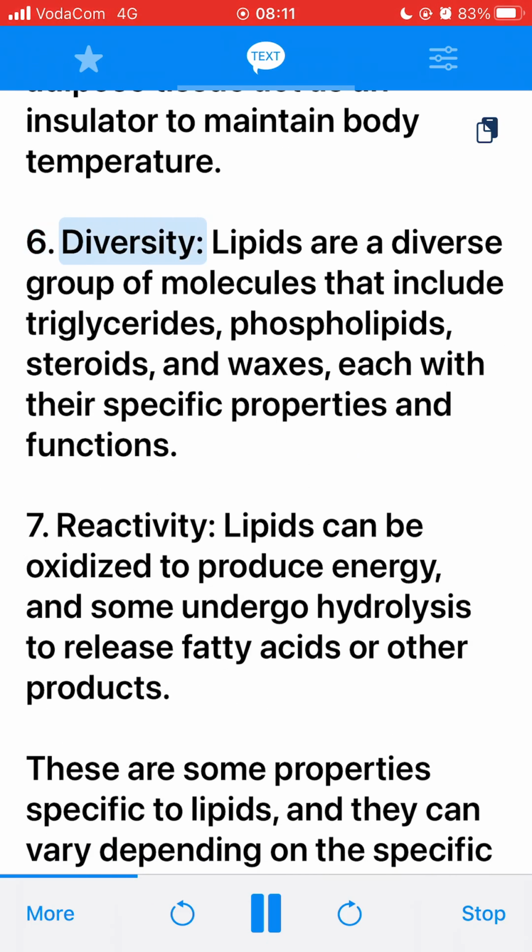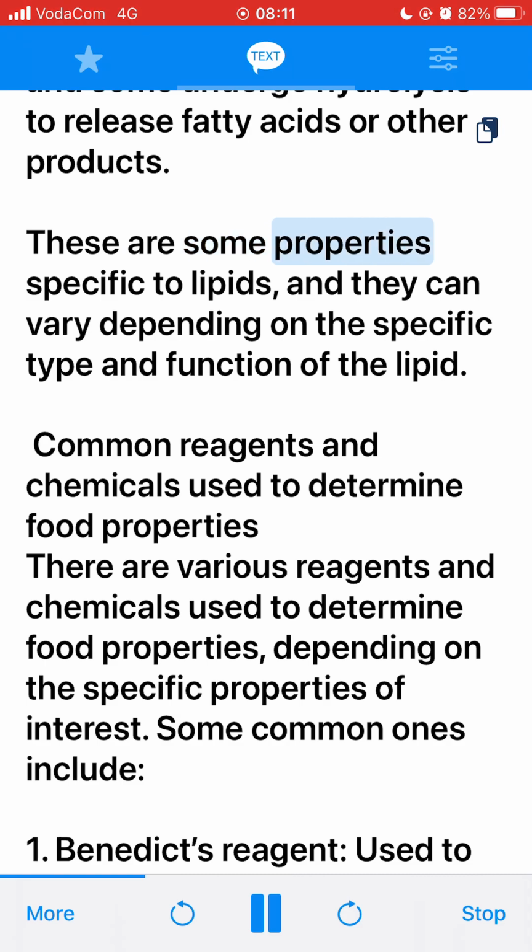6. Diversity. Lipids are a diverse group of molecules that include triglycerides, phospholipids, steroids, and waxes, each with their specific properties and functions. 7. Reactivity. Lipids can be oxidized to produce energy, and some undergo hydrolysis to release fatty acids or other products. These are some properties specific to lipids, and they can vary depending on the specific type and function of the lipid. Common reagents and chemicals used to determine food properties.